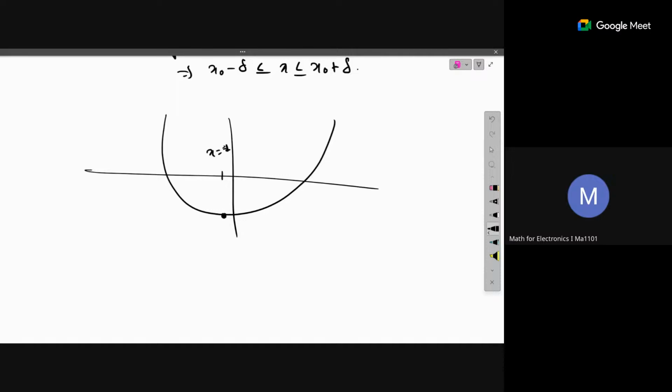Now, what can you say about this point? Is this a local maxima or local minima? Minima, correct? Because if you consider a small neighborhood here, then all the values of the function are actually greater than or equal to this particular value. So this is one kind of example of local maxima or local minima.